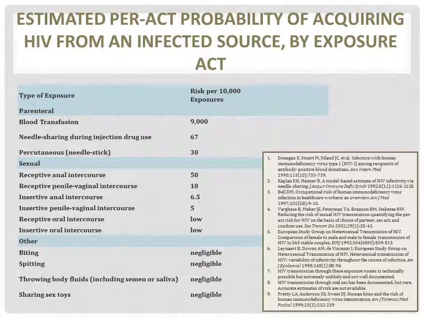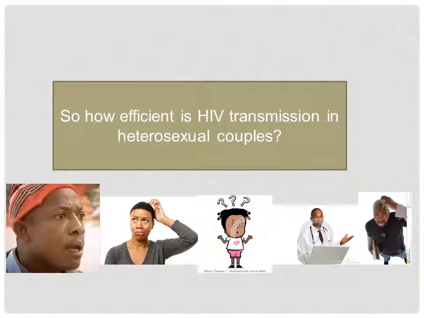I have also attached the list of articles that produce this data on the risk, and one would now begin to ask, why then, if the risk of acquiring HIV per act is as low as 5 per 10,000 penile vaginal intercourse, do we have so many HIV patients in our environment?